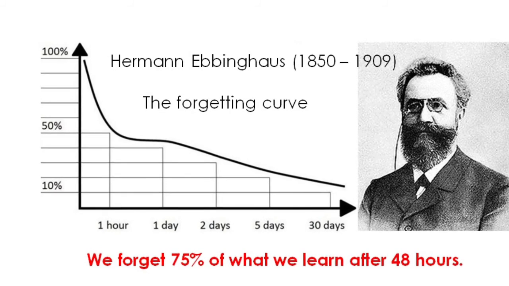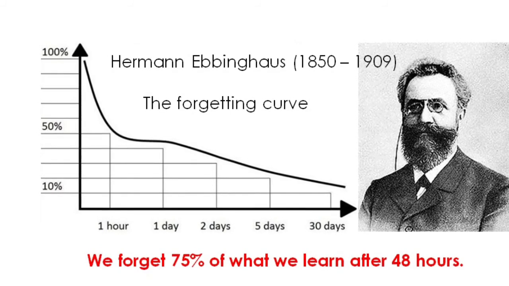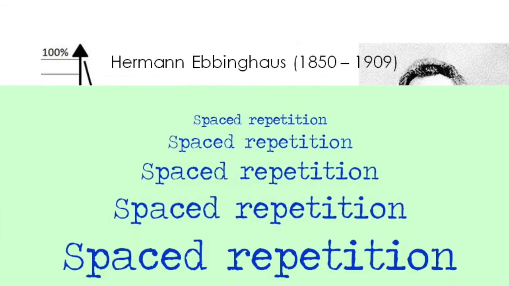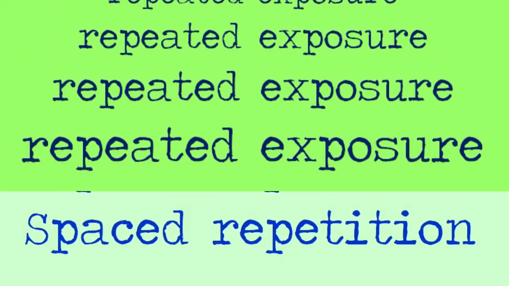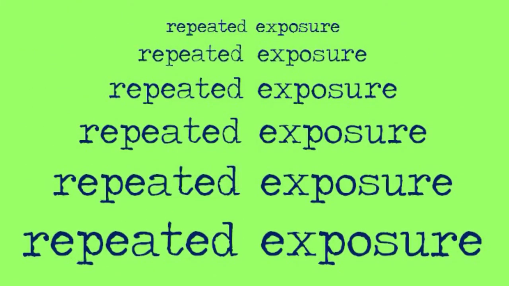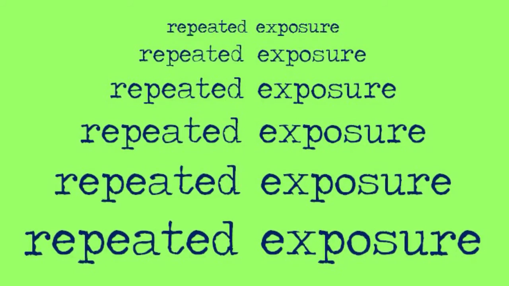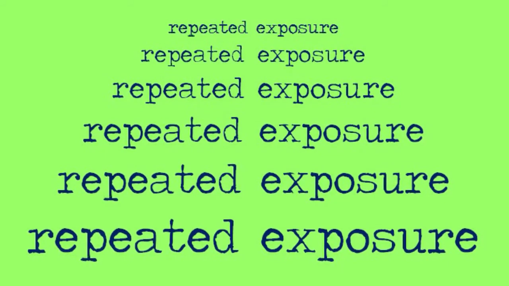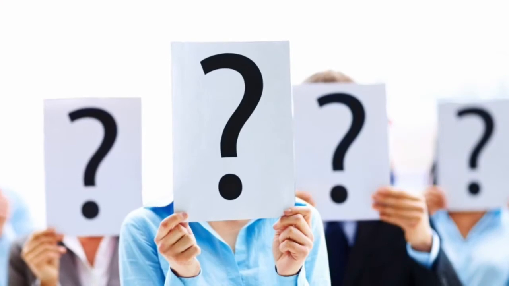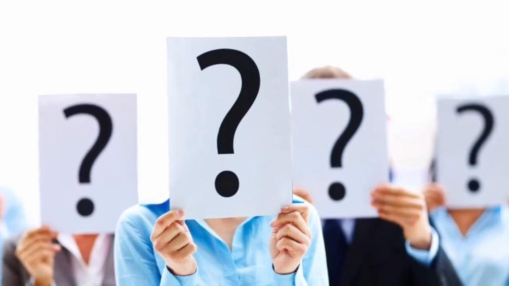Ebbinghaus discovered that the best way to counteract the way we naturally forget things is spaced repetition, or to put it another way, repeated exposure. That means that if you're going to remember the content of this presentation, you should watch it again next week, and again the week after that, and again the week after that, and so on. Now I'm guessing that's not going to happen, so what else can you do to prevent my words of wisdom from just disappearing into the ether?